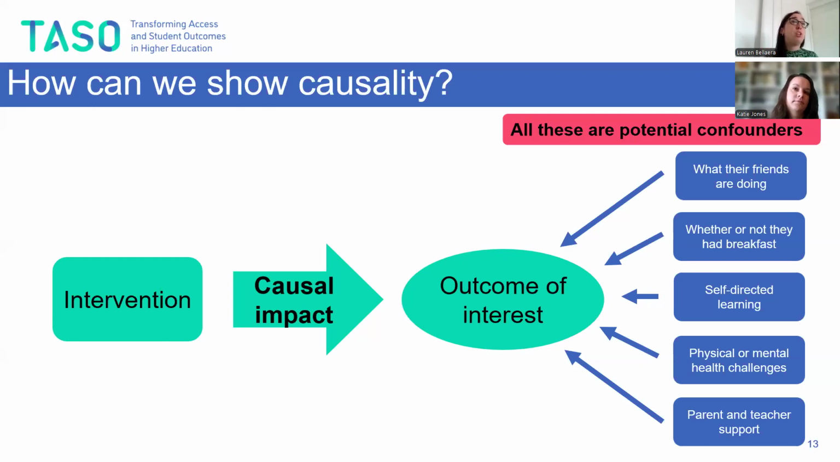What we're trying to do by running evaluations that generate causal evidence is isolate the impact of this specific intervention on these outcomes, and control for all of the other confounding variables. And again, I'll talk through the different ways we can do this, and we can think about this in general.